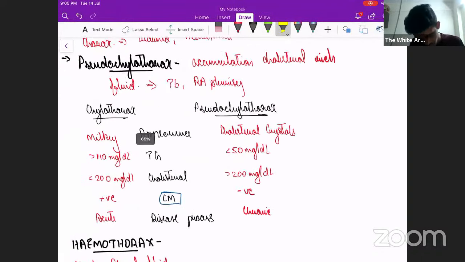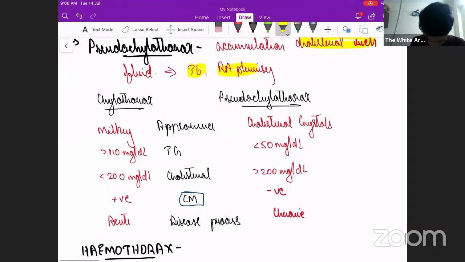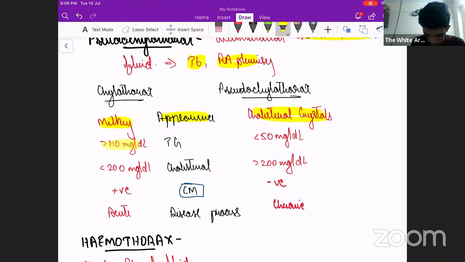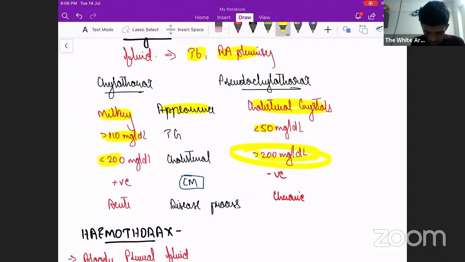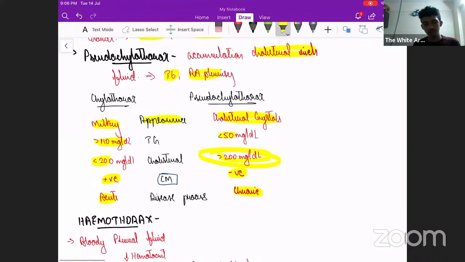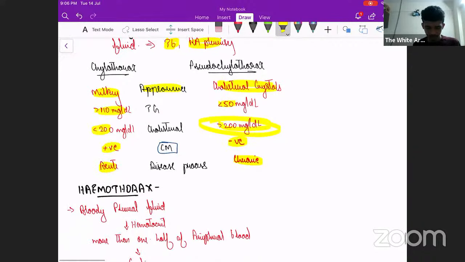Okay, so how do we differentiate? One is based on appearance. It is milky in chylothorax, and here also it is milky, but on microscopy you'll find cholesterol crystals. Triglyceride levels will be more in chylothorax and less in pseudochylothorax. Cholesterol will be less in chylothorax and more in pseudochylothorax, because it is cholesterol-rich fluid that has accumulated. By history itself you'll get to know, because one is an acute process and the other a chronic process. And the best test is to look for chylomicrons. Chylomicrons will be positive in chylothorax because it is chyle. And this is just cholesterol-rich fluid, so you will not be able to find any chylomicrons.